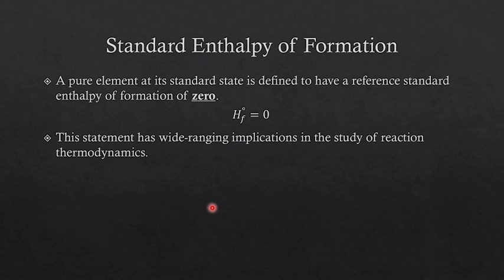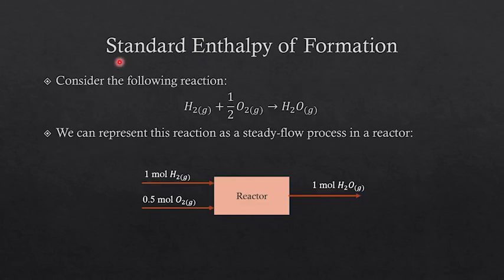Okay? As you all know, elements can form compounds, and we can determine the enthalpy of formation of compounds coming from this definition of the enthalpy of formation of the elements. How do we do that? Consider the following reaction: hydrogen gas plus 1/2 oxygen gas yields H2O gas.